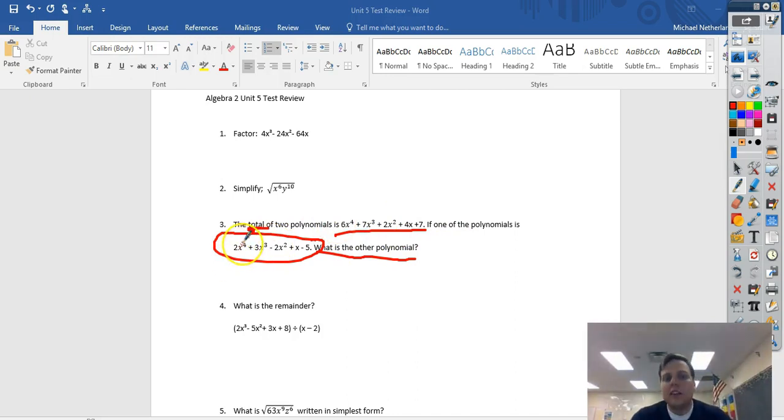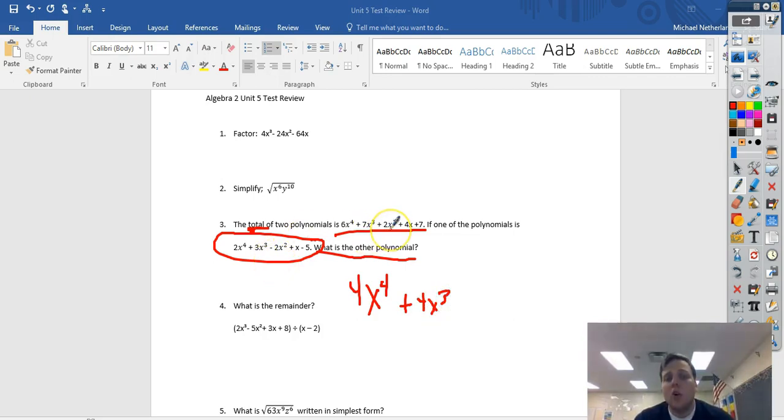So just think about this step by step. You have 2x to the 4th. You need to add something to it to get 6x to the 4th. What would that be? 4x to the 4th. Okay? Now go to the x cubed. We already have 3x cubed. We need 7x cubed. That's right. We would need another 4. So 4x cubed.